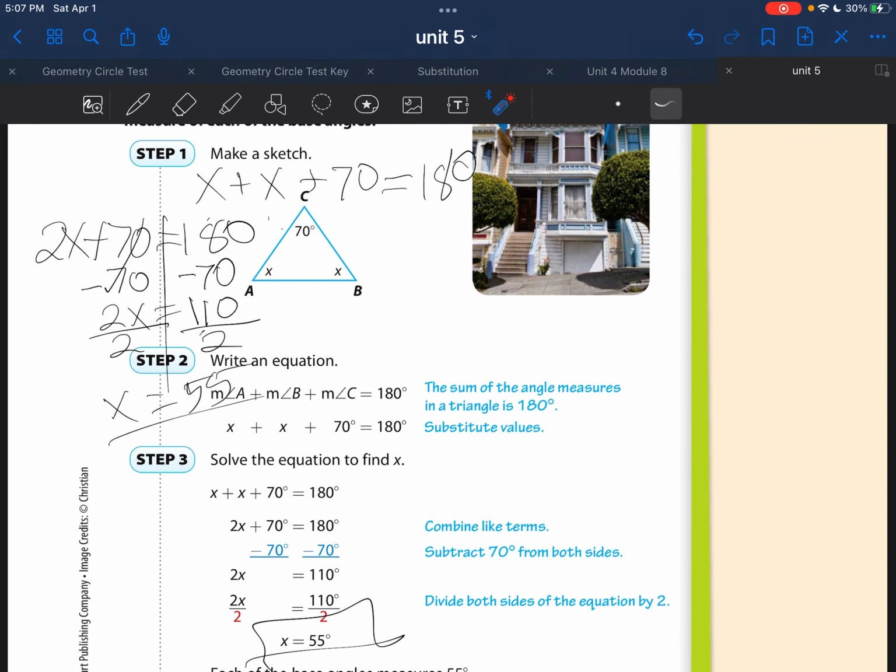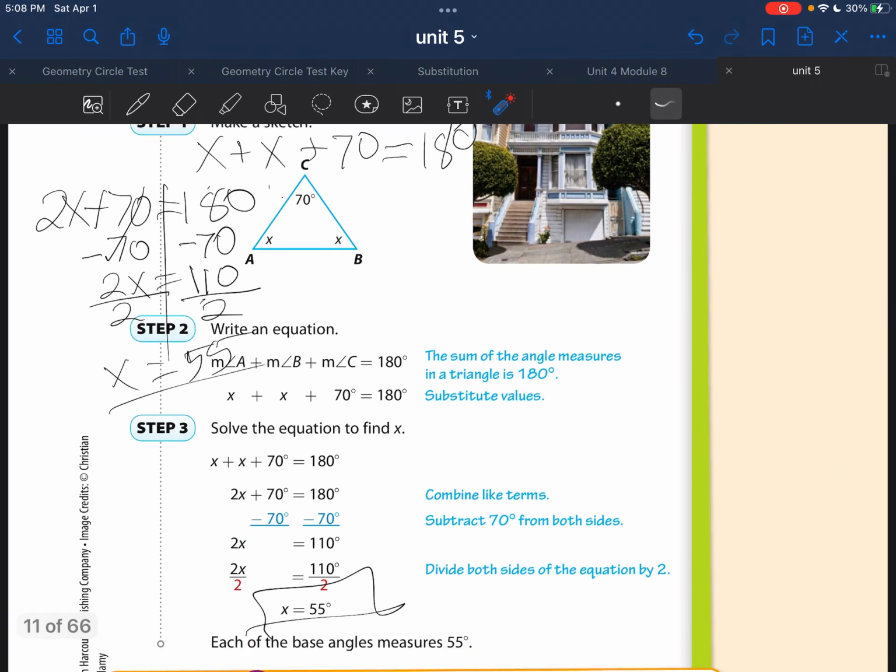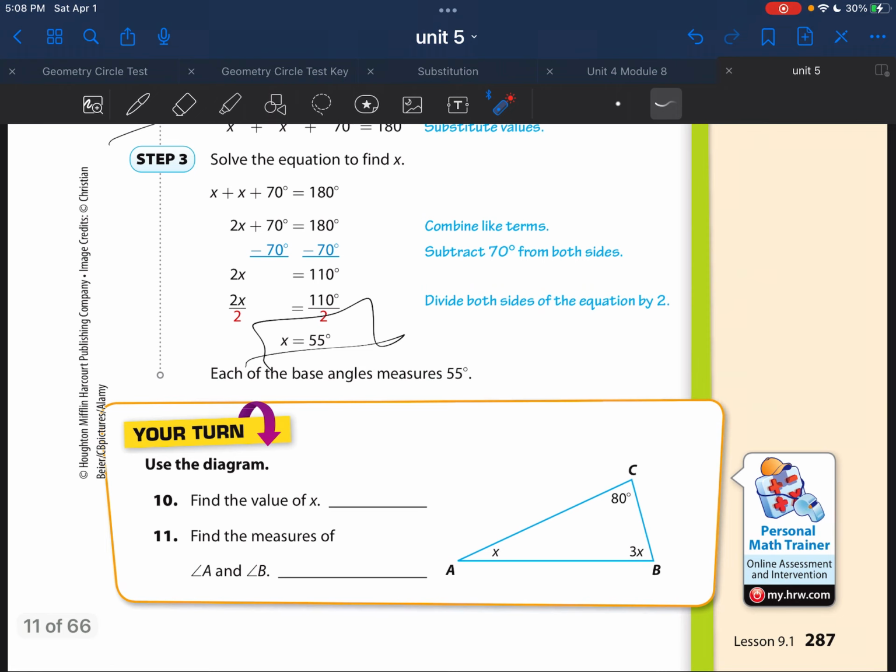I just wanted to show you where they got everything from up here. Like in here, I just wanted to walk you through where they got the 180 from. Okay. And how they got to 2x. It's because they have 2 x's. Okay. All right. Now we're going to go on down here. We're going to find the value of x. Okay. So let me ask you a question. How much does a triangle equal up to? 180 degrees.